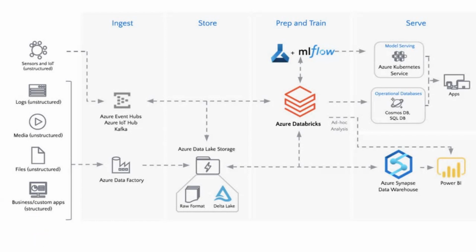Let's get started. So the sources that we have in this reference architecture diagram are several: structured data, semi-structured data, flat files, and unstructured data as well. And we have data coming from IoT devices as well, which is considered mostly as unstructured data. So any logs, data coming as media, everything is unstructured data. And we have some business and custom apps which are structured data.